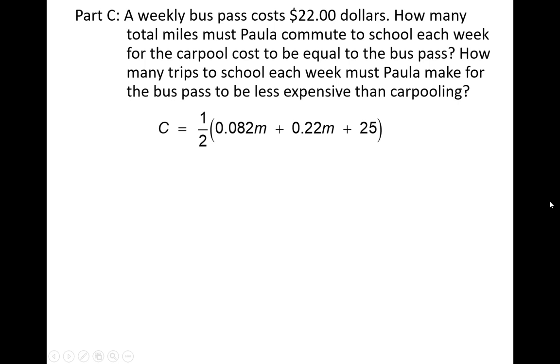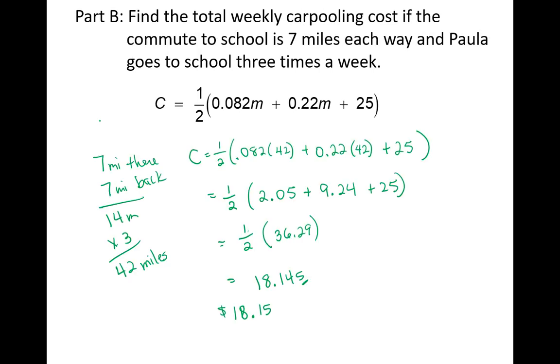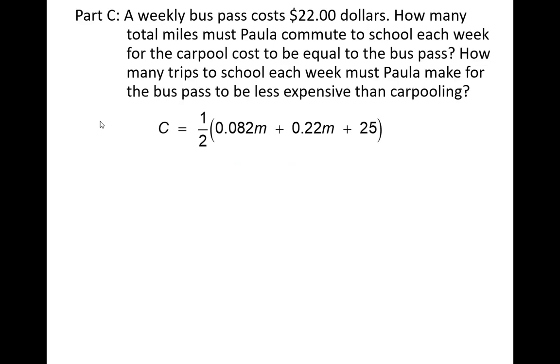It says a weekly bus pass costs $22. How many total miles must Paula commute to school each week for the carpool cost to equal the bus pass? How many trips to school each week must Paula make for the bus pass to be less expensive? Okay, so they ask a couple of different questions. So we already know, if we go back, that if she goes 7 miles to school each way and makes 3 trips, carpooling is going to be less expensive than that $22 a week bus pass. But that's not the question it says.